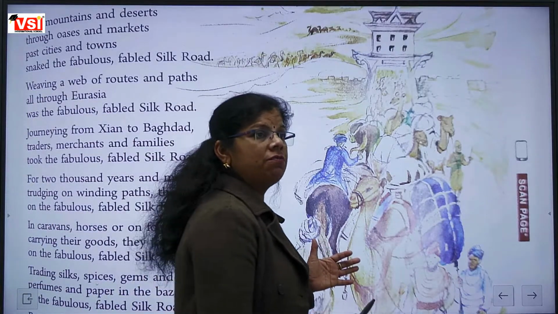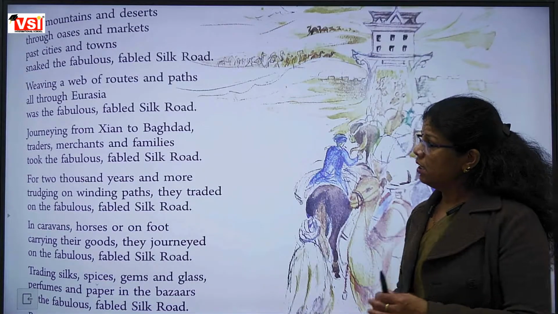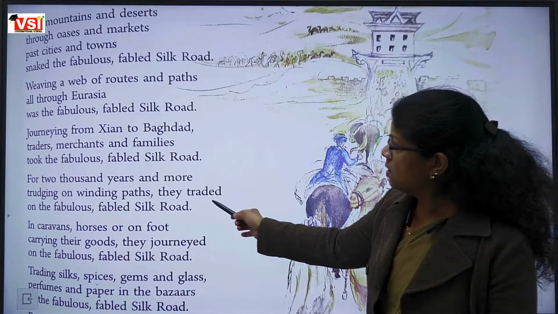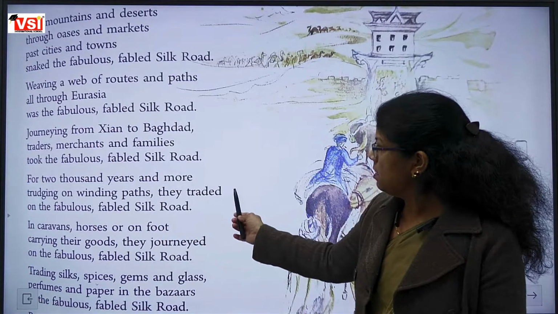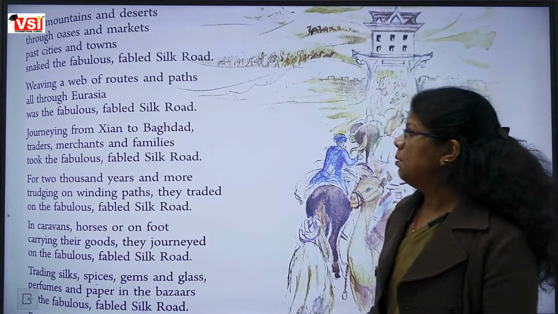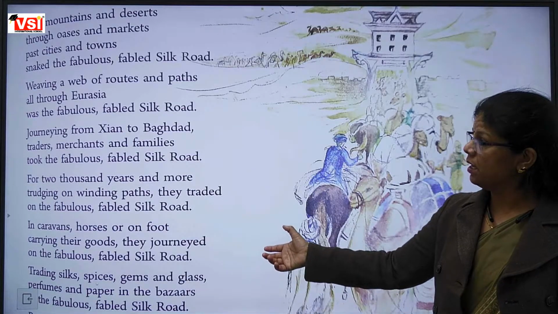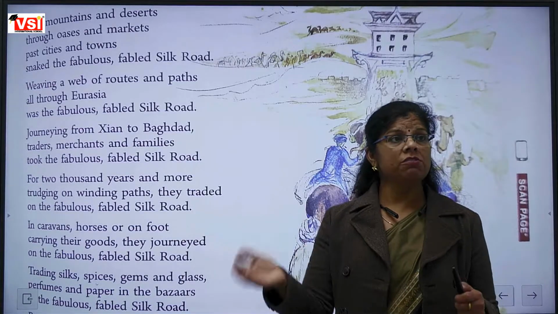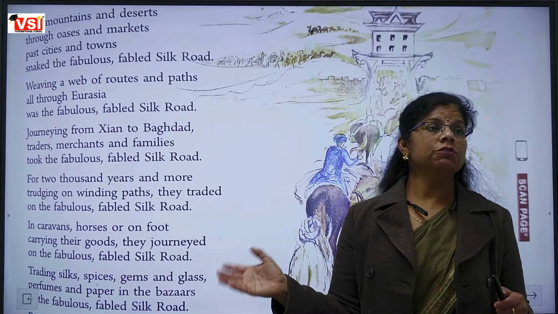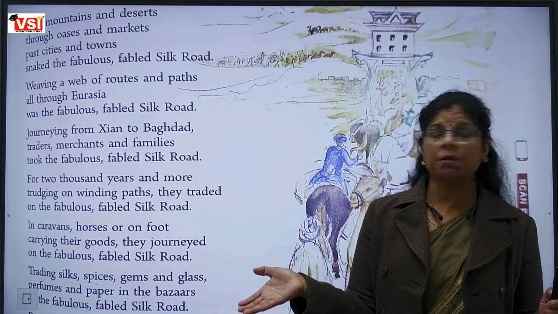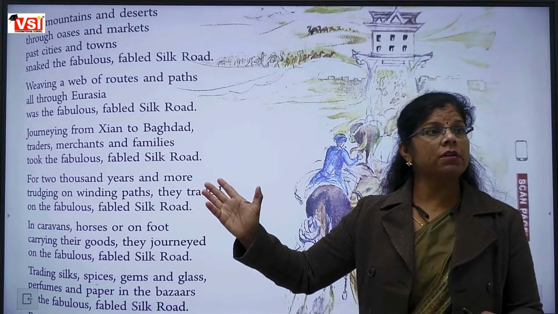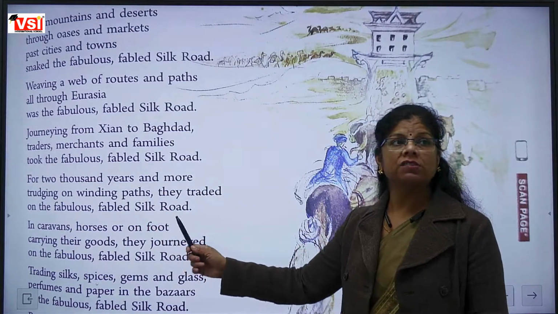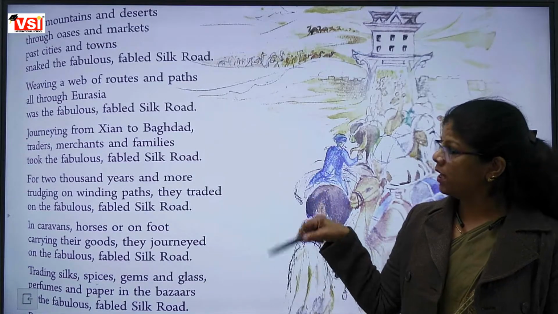No, families were also moving, they were also traveling that road. In the fourth stanza, "For 2000 years and more, trudging on winding paths, they traded on the fabulous Fabled Silk Road." It means the poet is telling us that this route was used for more than 2000 years, for business and for traveling. This road is not straight, it is trudging on winding paths. It means people were walking on that winding road.